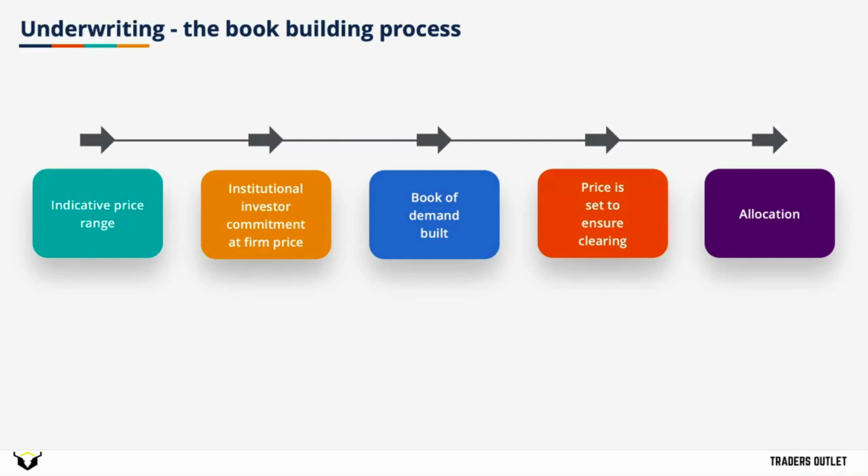And with allocation, if the deal was oversubscribed, meaning there was more demand than there were shares to offer, then investors will be cut down on a pro rata basis typically. So the idea behind this process is to get as many orders as possible from investors at as high a price as possible, and then ensure that they're able to sell the whole deal at a certain price.